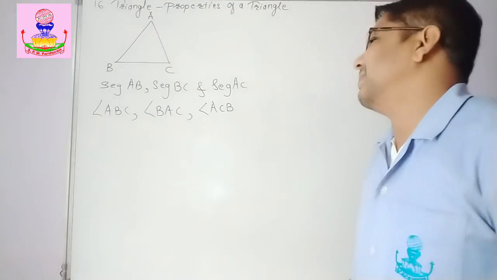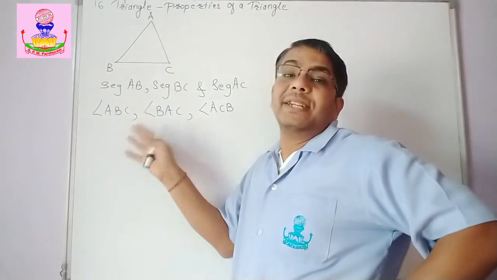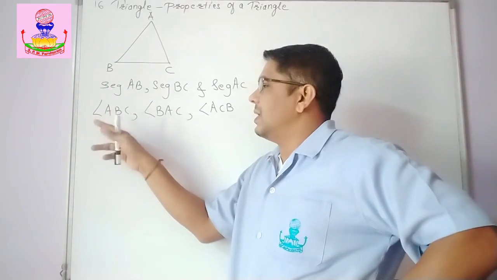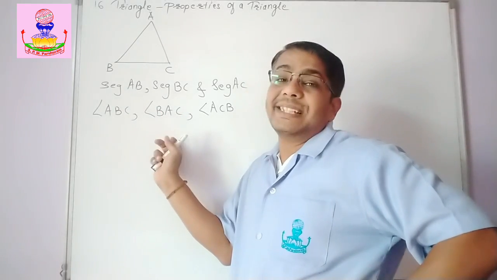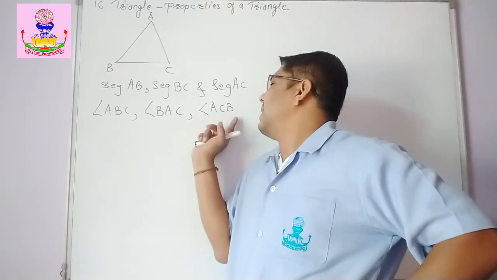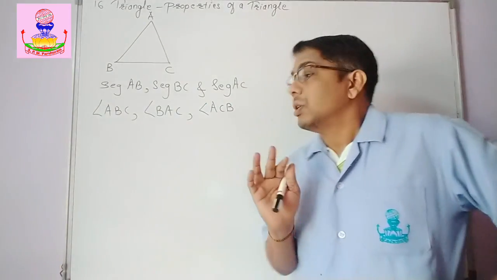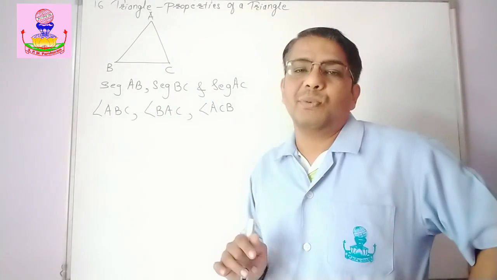Total 6 elements. Now, these are 3 letter names. We can write the names of angles in 3 different ways. Angle ABC or angle CBA or angle B. Angle BAC or angle CAB or angle A. Angle ACB, angle BCA or just angle C. So, we can write the names of the angles in 3 different ways.